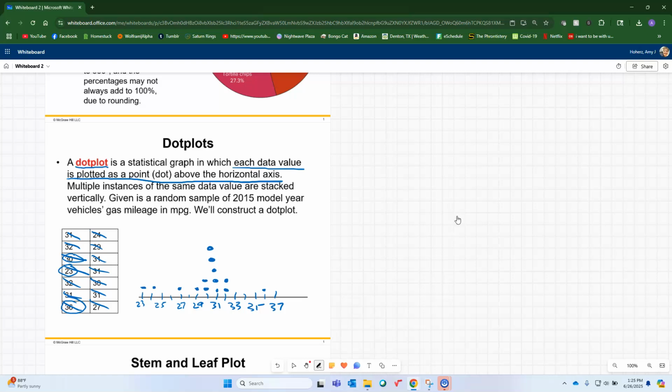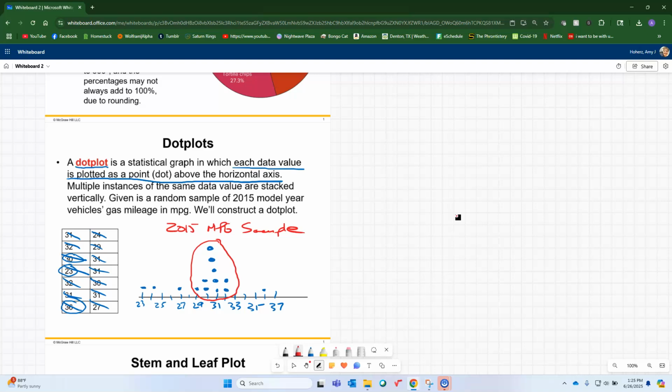Let me change colors here so I can circle that without looking weird. Okay, and again, we'd probably label this. We would say 2015 miles per gallon sample. Okay, and if you look, a lot of the data falls from 29 to 32. In fact, out of the 14 data values, 1, 2, 3, 4, 5 of them are right at 31. So 31 is the most common.